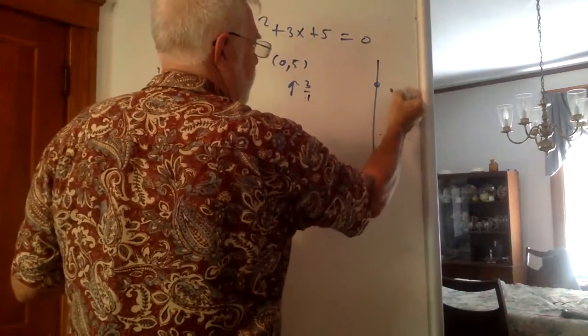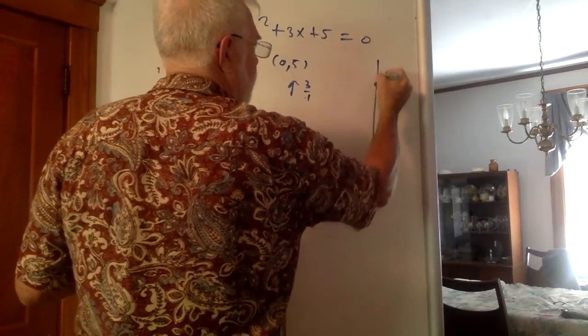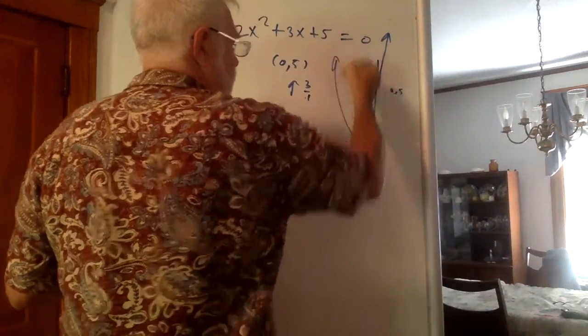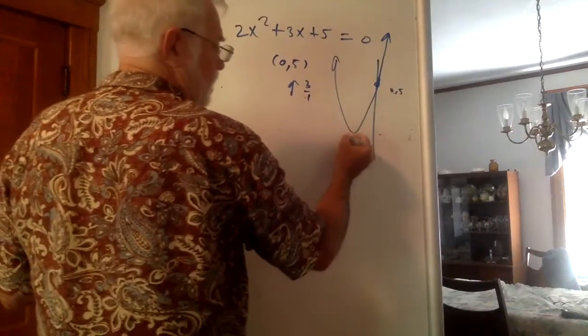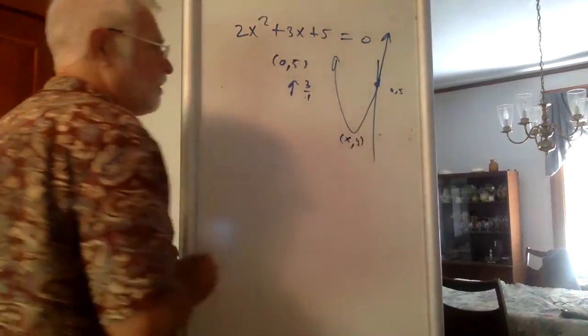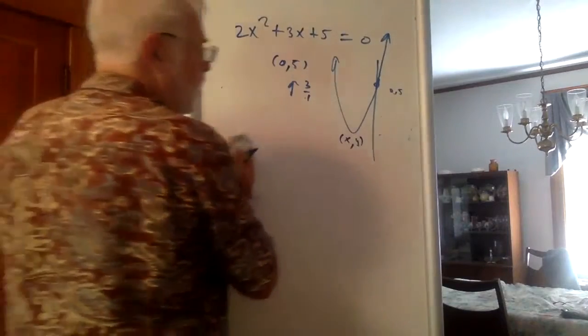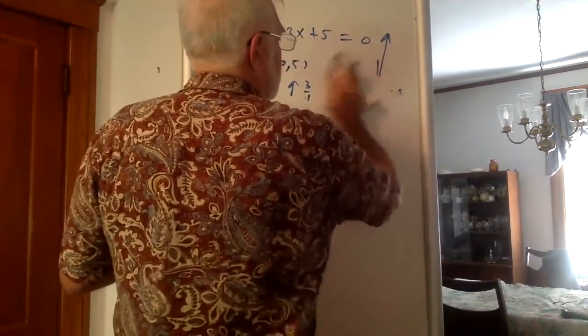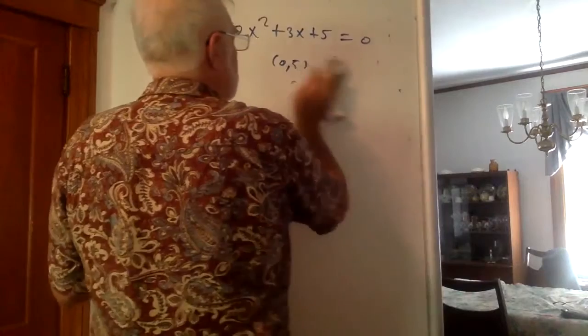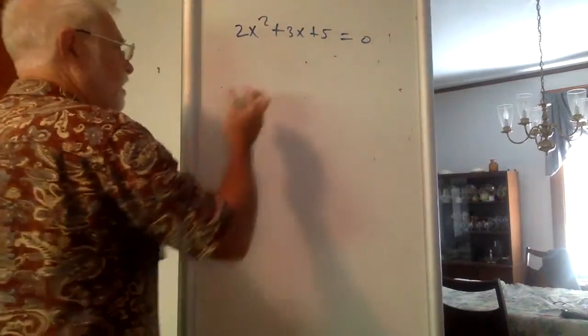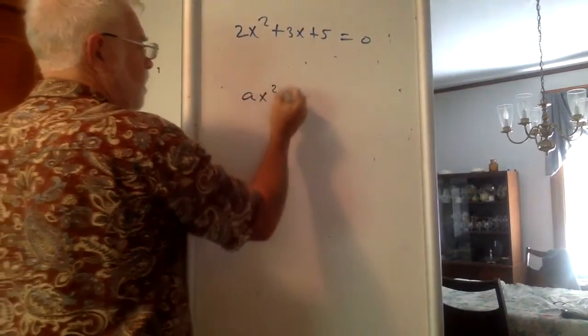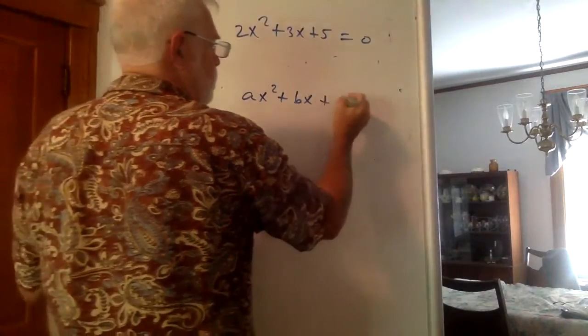So here's 0, 5. We're going up at 3 to 1, and obviously it's cup shape up. So we got some kind of vertex here that we have to find right now. And so how do you do that? Well, okay, minus b over 2a. I'm going to come back to this. All right, let's look at ax squared plus bx plus c equals 0.